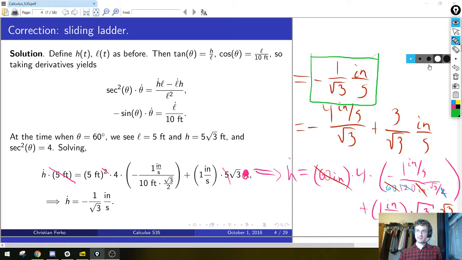And this makes sense from an answer analysis perspective because the sign is negative, so the height of the ladder is decreasing, right? It's moving downwards, which is good. Last time we had a positive answer, which is bad.